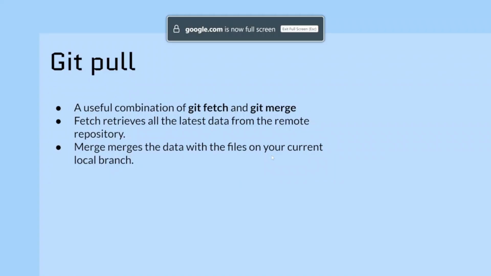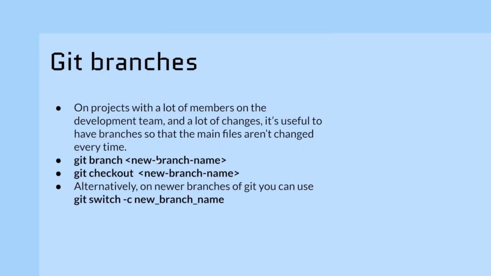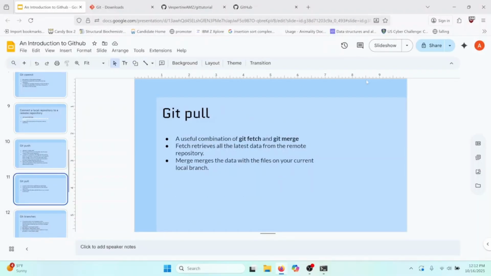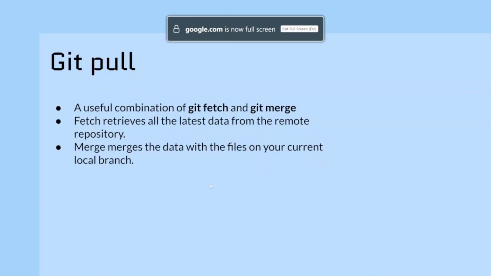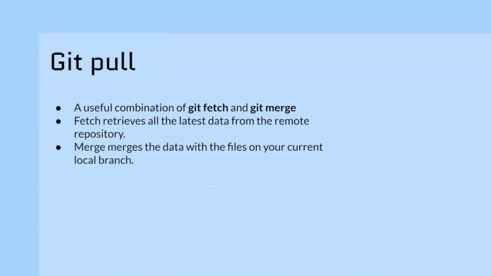So I showed you git push. So what if there are changes on that branch in the remote that you don't have on the local? Well, then you can use git pull. That is a combination of git fetch and git merge. Fetch retrieves all the latest data from the remote repository, and merge merges the data with the files on your current local branch. I mentioned how main was the main branch before, but you are actually able to make other branches, and I will go into that more later.